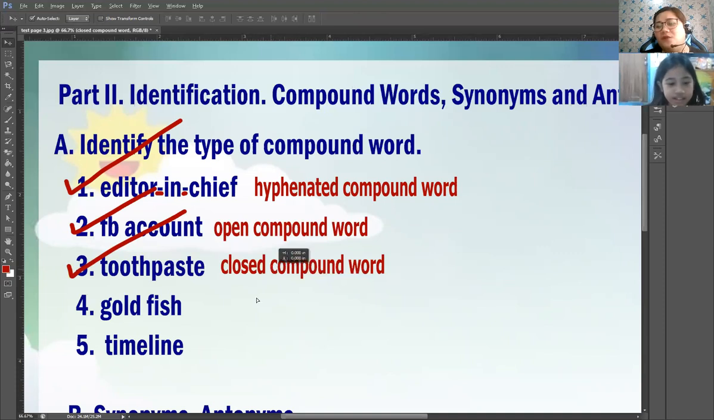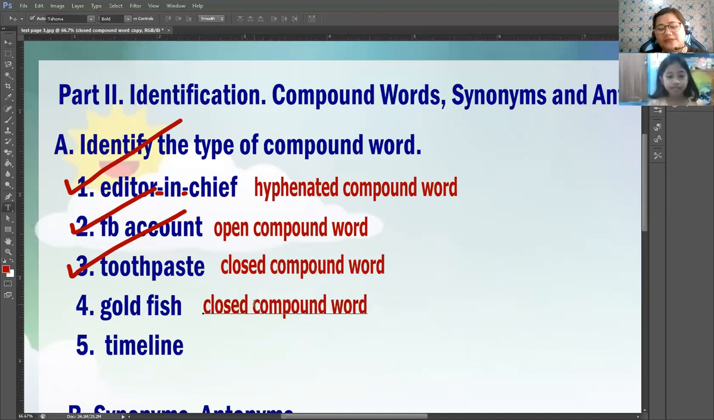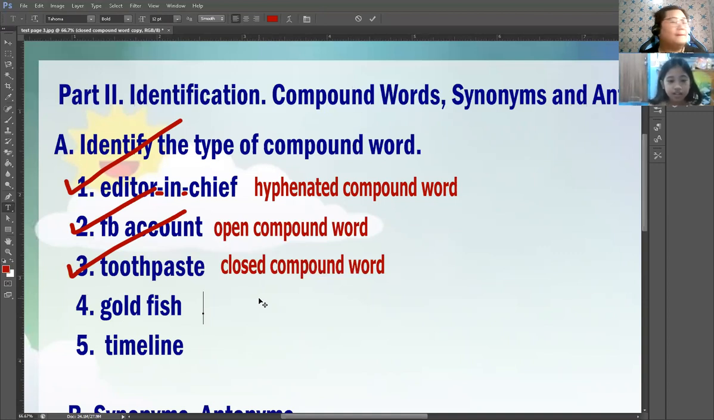How about number four? Can you read the word first and then tell Teacher what type of compound word it is? It is open compound word. I can hear you.